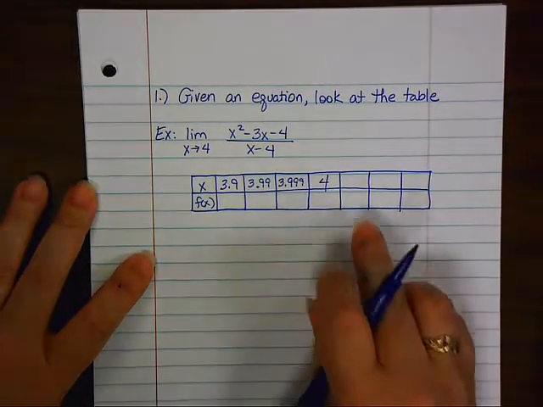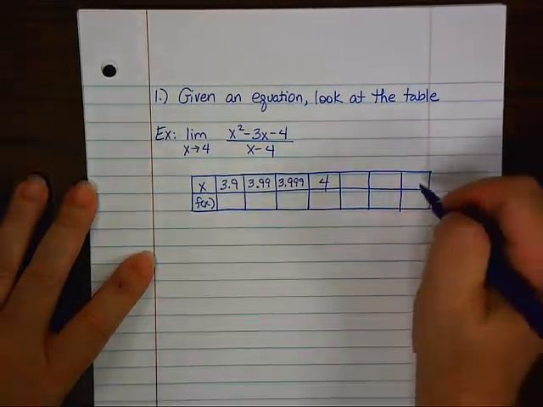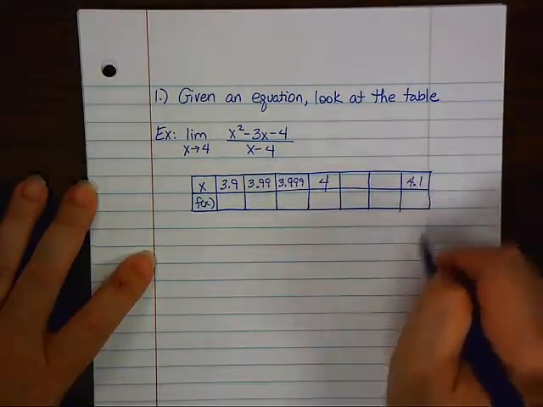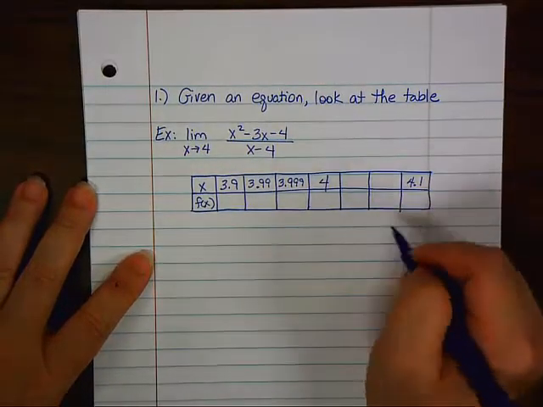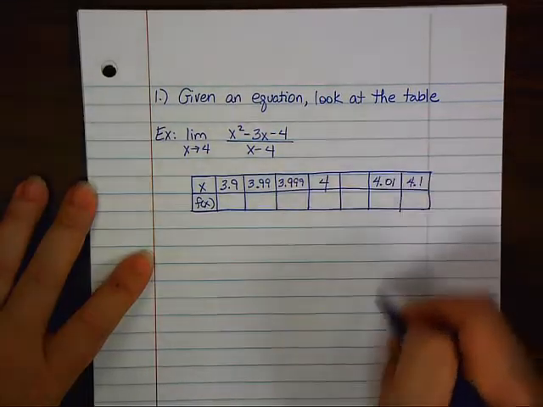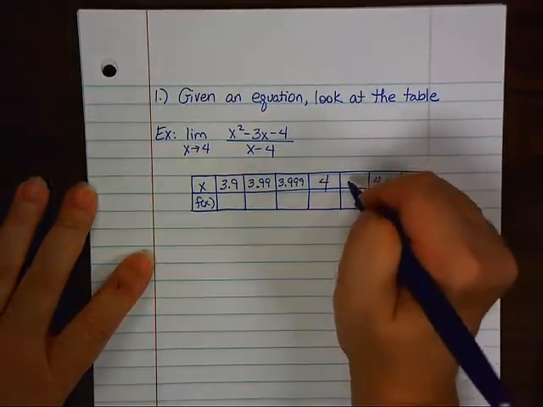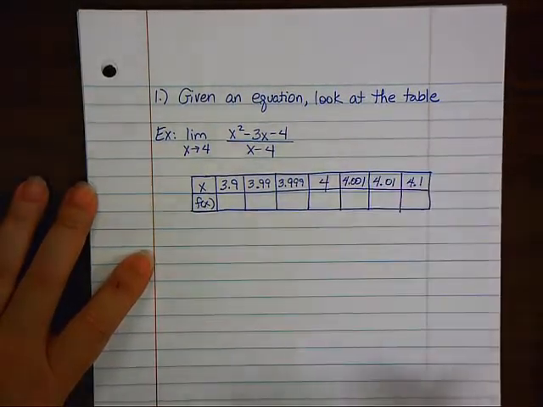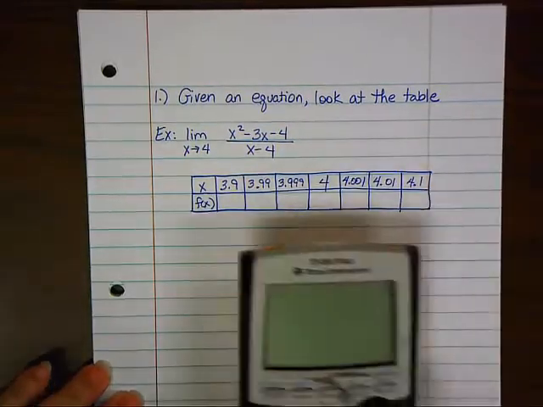Okay? So now let's do the same distances apart on this side. So this one over here would be 4.1 on the far right. Move over 1. What would it be? 4.01. We got to go smaller. Okay, what about the next one? 4.001. Okay. All right. Now we need our calculators.